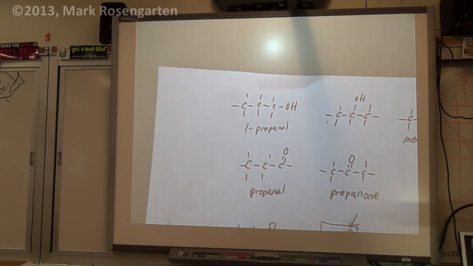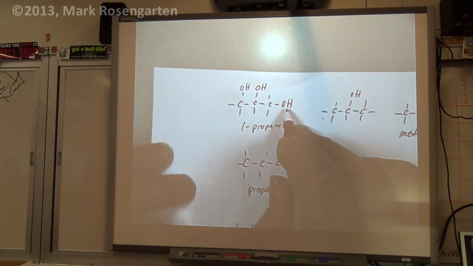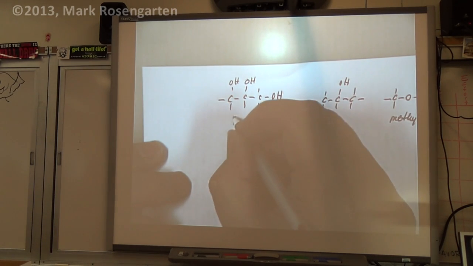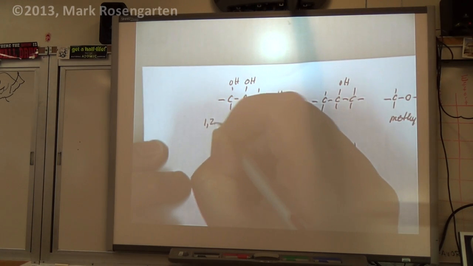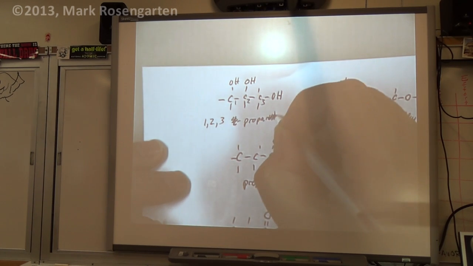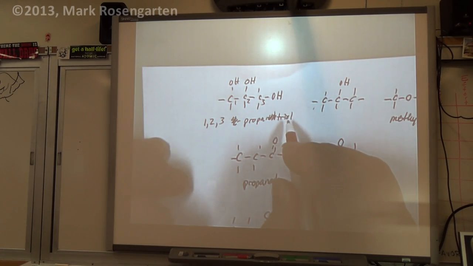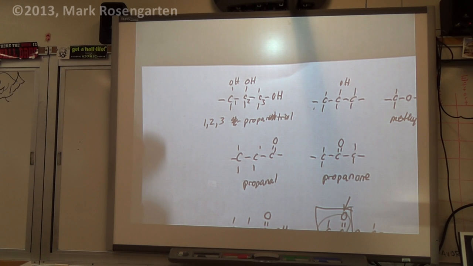What if you had 3 OHs? Let's suppose we have an OH here, an OH here, and an OH here. This would be called 1,2,3-propanetriol, because they're on the first, second, and third carbons, and we have 3 alcohol groups. So we put the di or tri in front of whatever we have di or tri of. Alcohols are the only ones you have to worry about in this particular case.